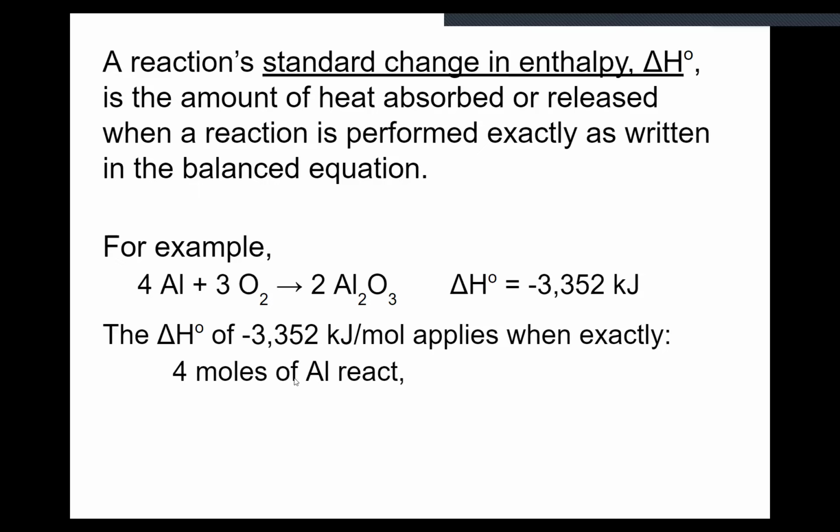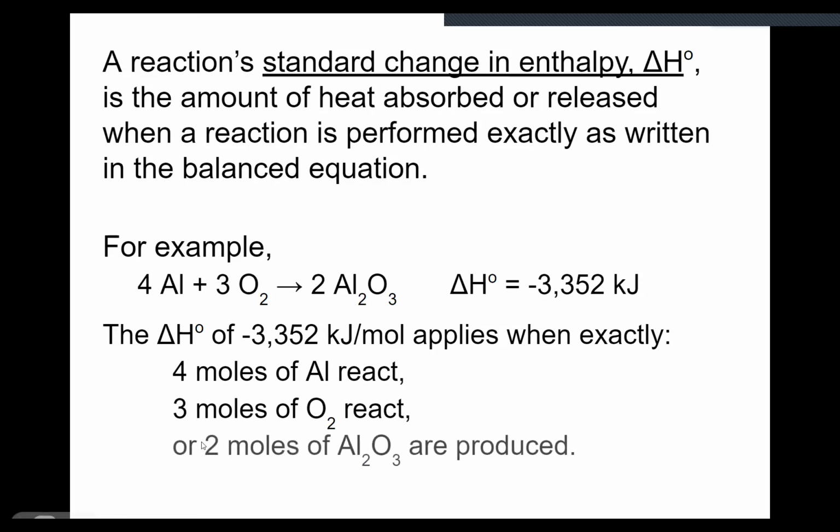react. But students, you're not always going to have exactly 4 moles of aluminum. You might have 2.5 or 8.3 or 9.2 moles of aluminum reacting. You'll have a certain amount of aluminum that reacts according to the amount on hand. It's not going to be necessarily 4. The standard delta H also applies when exactly 3 moles of oxygen or 2 moles of aluminum oxide are produced. So if it's not exactly those numbers, then we've got to do a little bit of calculating.